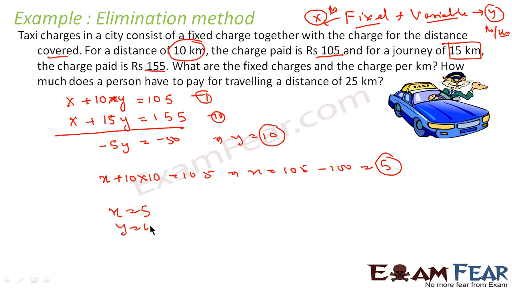That means 5 rupees is the fixed charge and 10 rupees per kilometer is the variable charge, right? 5 rupees is the fixed charge and the variable charge is 10 rupees per kilometer. Now the question asks, what are the fixed charge and the charge per kilometer that we have found?